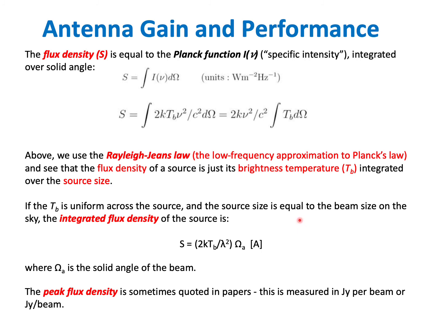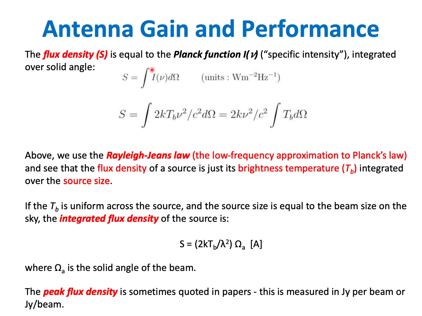Okay, so let's define some quantities based on antenna performance. The first one we have is flux density, which we call S. The flux density S is just equal to the Planck function, which is I, a function of our frequency nu, integrated over the solid angle. The units on that are watts per meter squared per hertz, which are the physical units of what's called a Jansky.